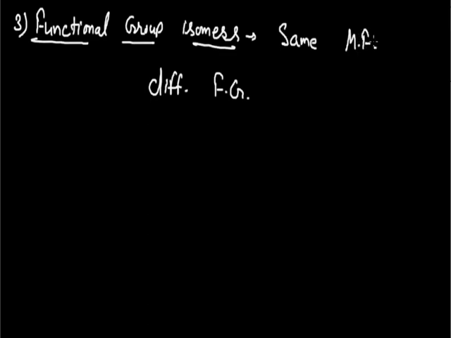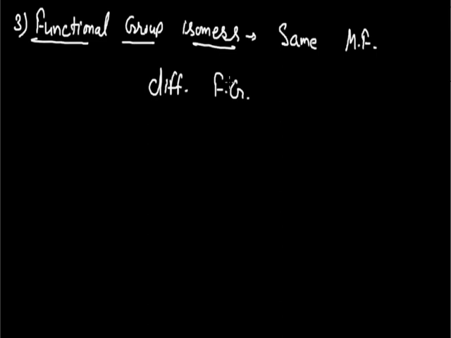So if we have two different structures which have the same molecular formula but different functional groups, then these isomers or these structures, whether they have the same number of carbon atoms or a different number of carbon atoms in the parent chain, whether they have the same position of the functional group or a different position of the functional group, will be defined as functional group isomers.